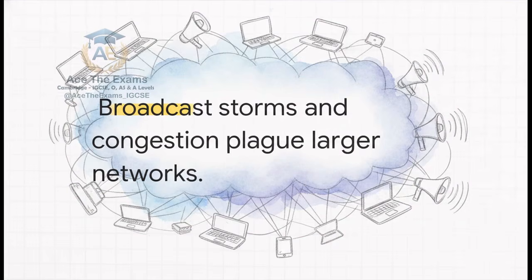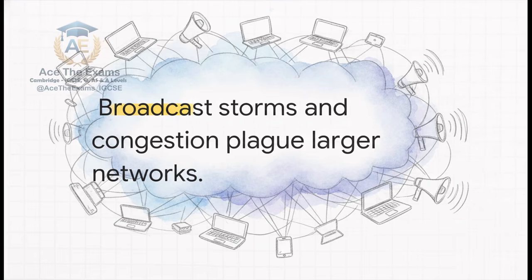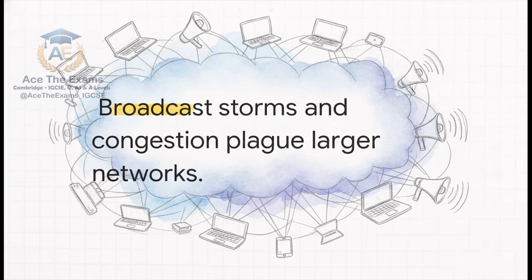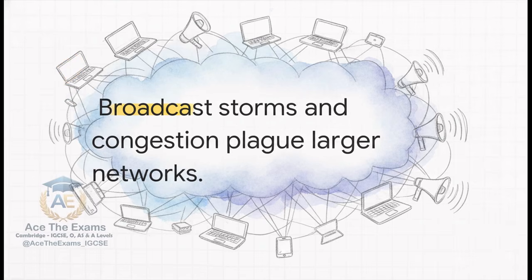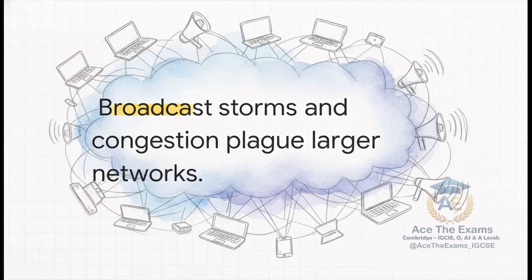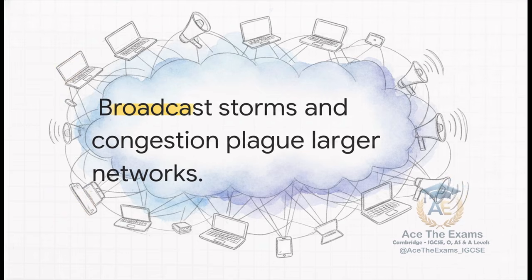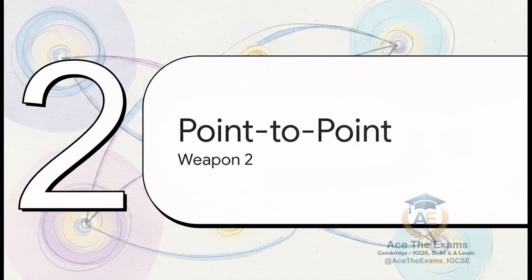But every weapon has a weakness. And the fatal flaw of a broadcast network? Congestion. When you try to scale this up to larger, more complex environments, just think about what happens if dozens of devices try shouting through their own megaphones all at the exact same time. It's chaos. You get severe network congestion, scalability becomes a massive headache, and security absolutely plummets because everyone is receiving everything.